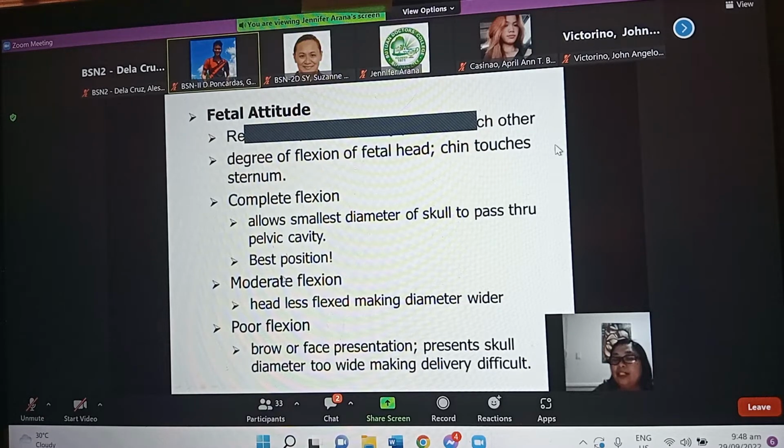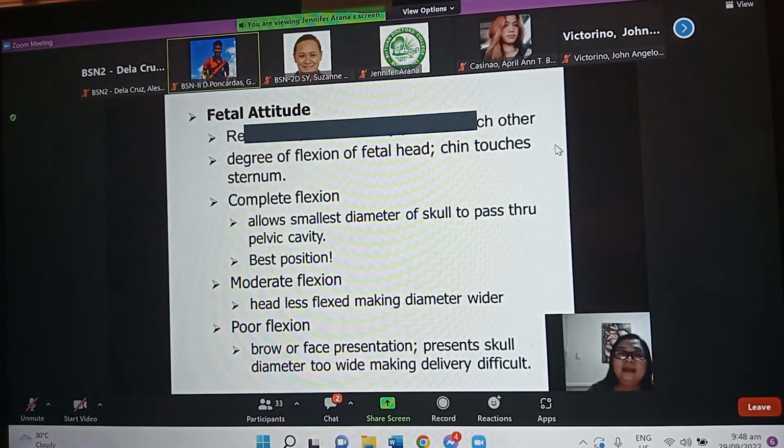The other fetal attitude is moderate flexion. Moderate flexion is when the head is less flexed, making the diameter wider. Moderate flexion is also called the military or the neutral position, because the baby's head looks like it is in a straight line with the body.